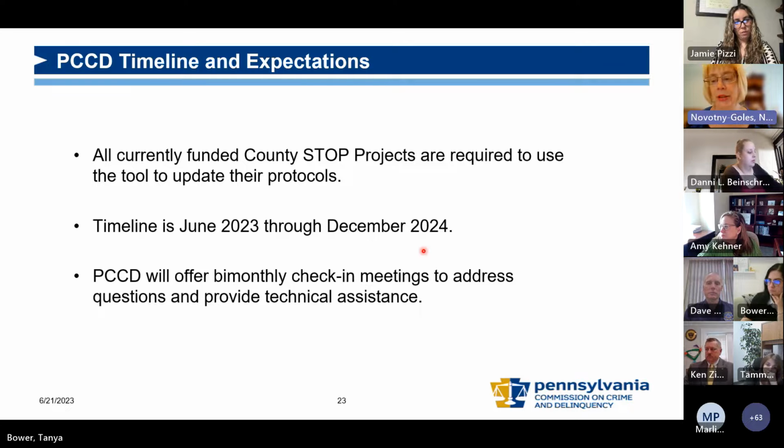So what we're planning to do is we're not just going to unleash these guides on all of you and say, good luck, see you in December 2024. What we're going to be offering is virtual bi-monthly check-in meetings to address questions and provide technical assistance. On the months that we aren't having a live bi-monthly check-in, we're going to be sending out some emails with topical information designed to help STOP teams on different subjects.